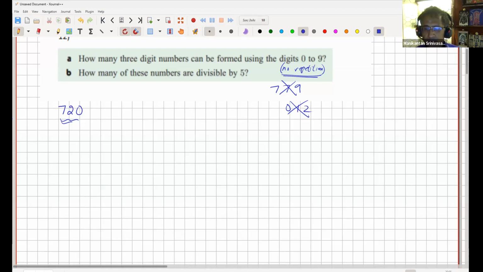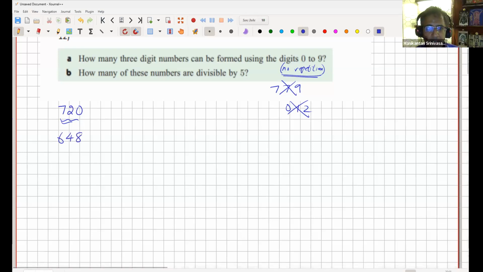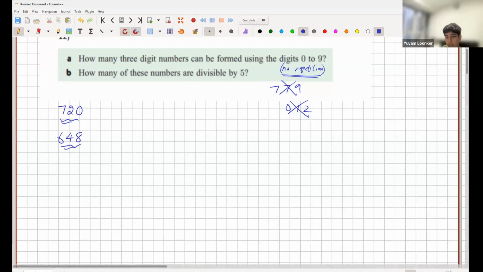Anyone else? Navya, what did you get? So initially I also got 720, but then I just resolved it and I got 648. 648. Okay. All right. Let's solve. Sir, even I got 648. 648 as well. Okay, cool. Let's solve. Okay, no repeats.